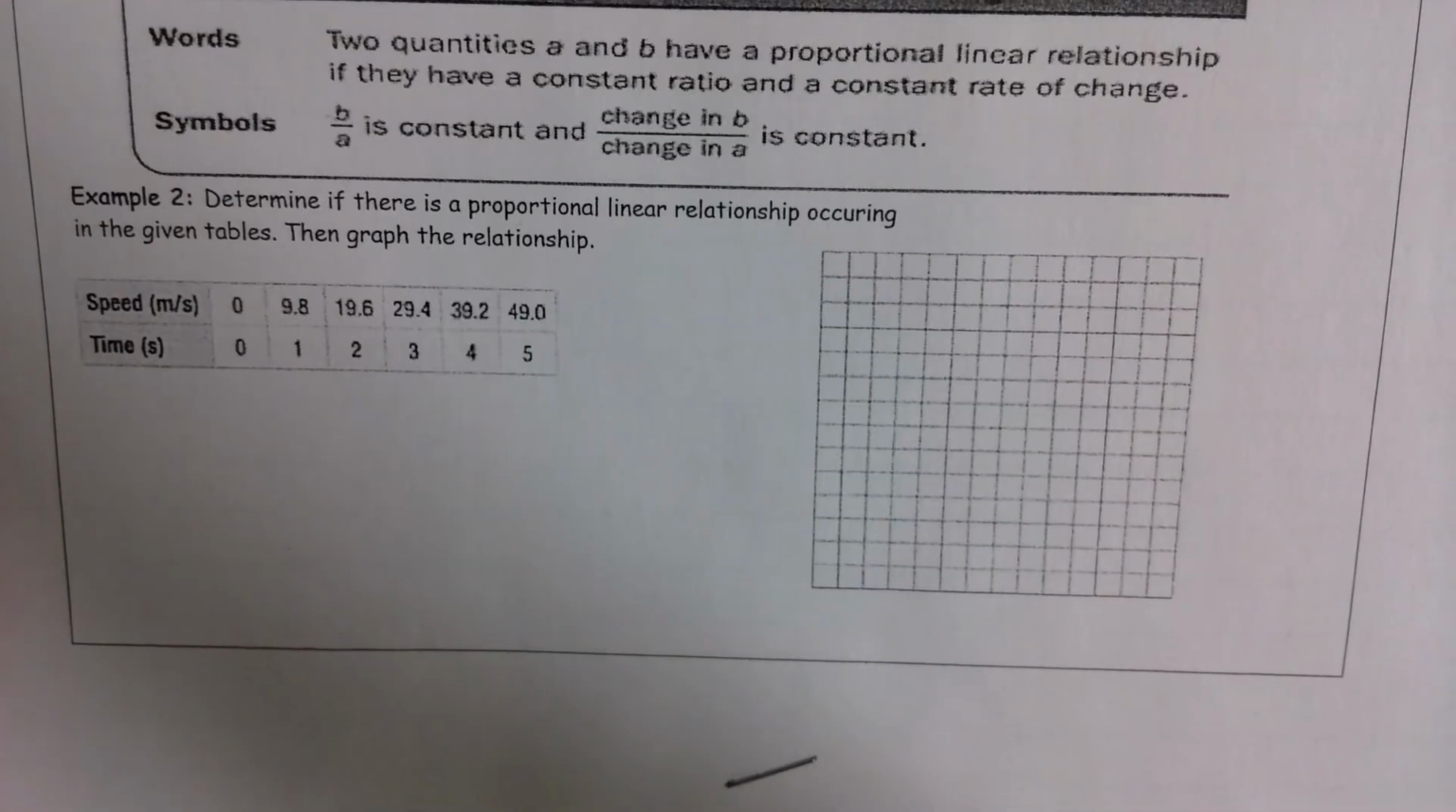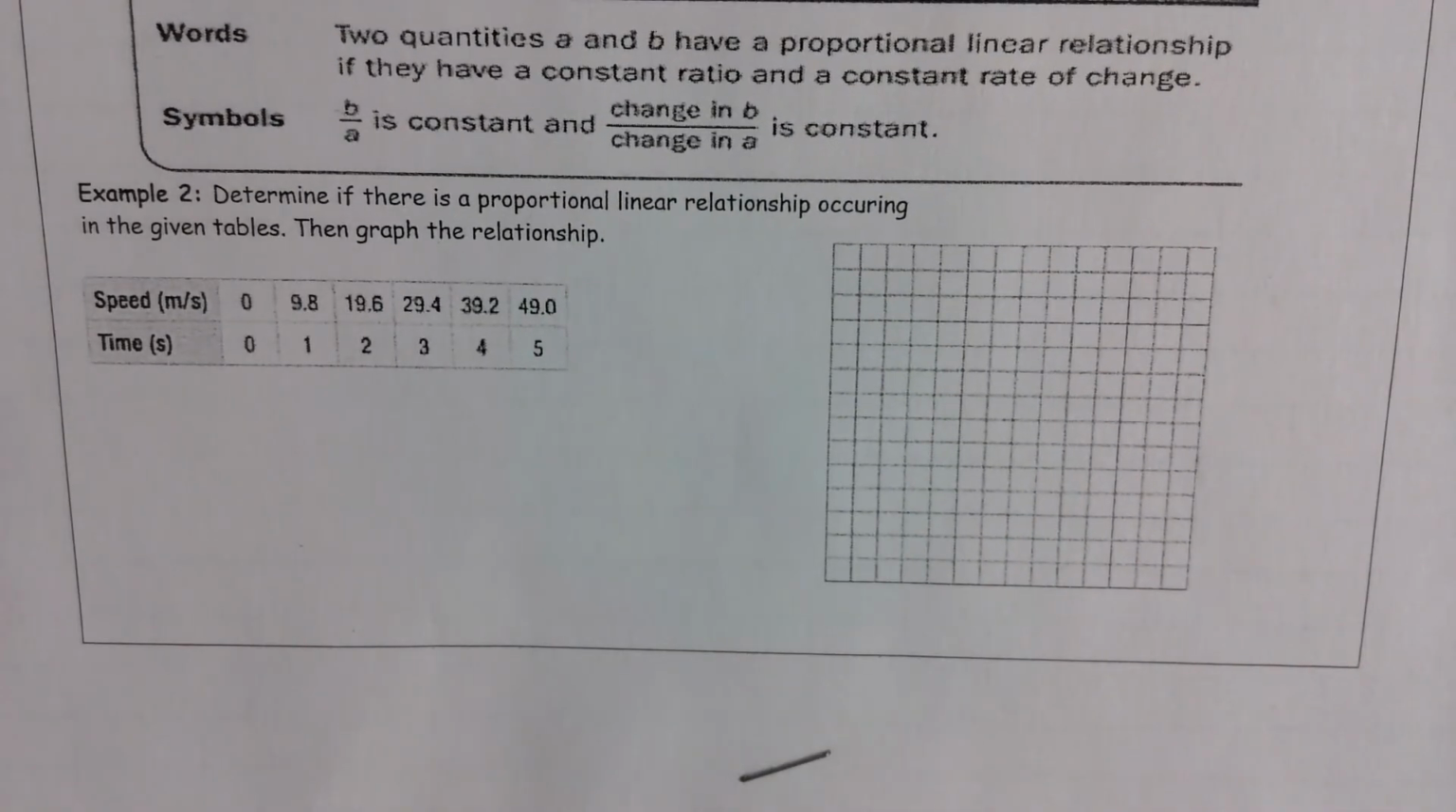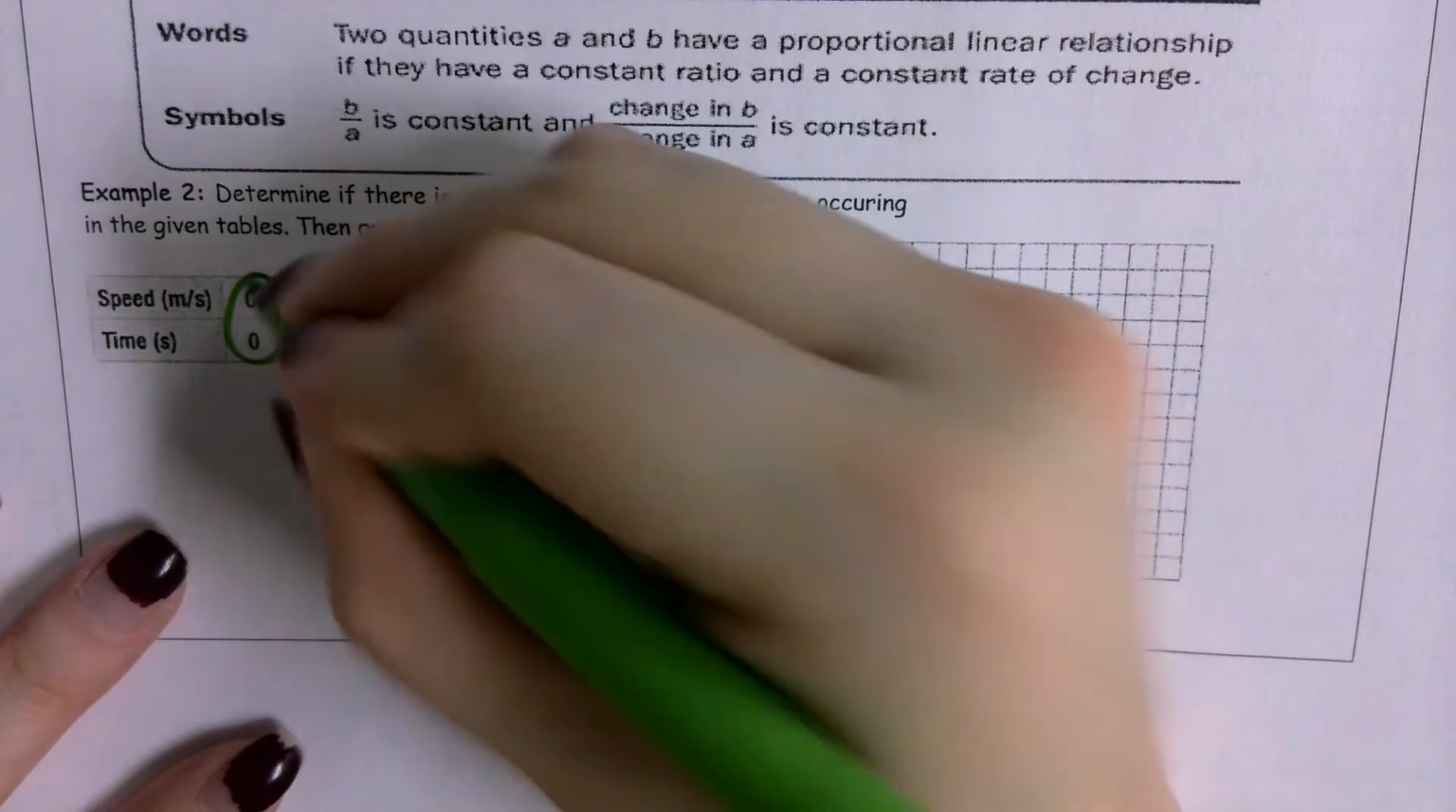So when we're looking here, we're looking at the relationship. We want to determine if it's a proportional linear relationship. So does it have a constant rate of change, and does it pass through the origin? First things first, I know it passes through the origin because right here it's 0, 0.